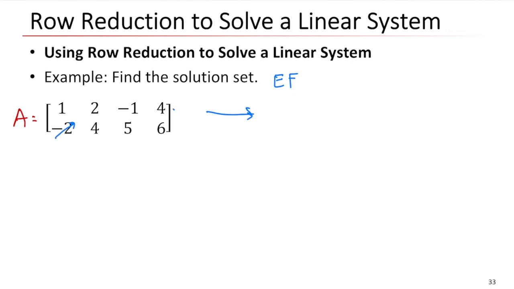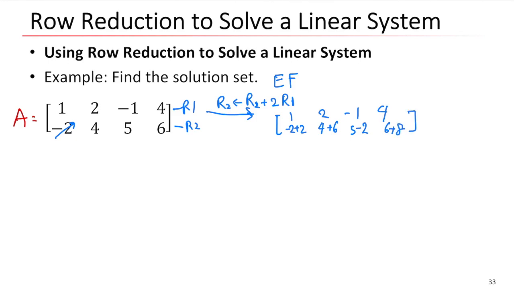First of all, remove this one. Then let's say this is R1, this is R2. Then how can we do that? R2 will be R2 plus 2 times R1. Okay. Then in this case, R1 remains unchanged, and R2 should be negative 2 plus 2, 4 plus 6, 5 minus 2, 6 plus 8, like this.